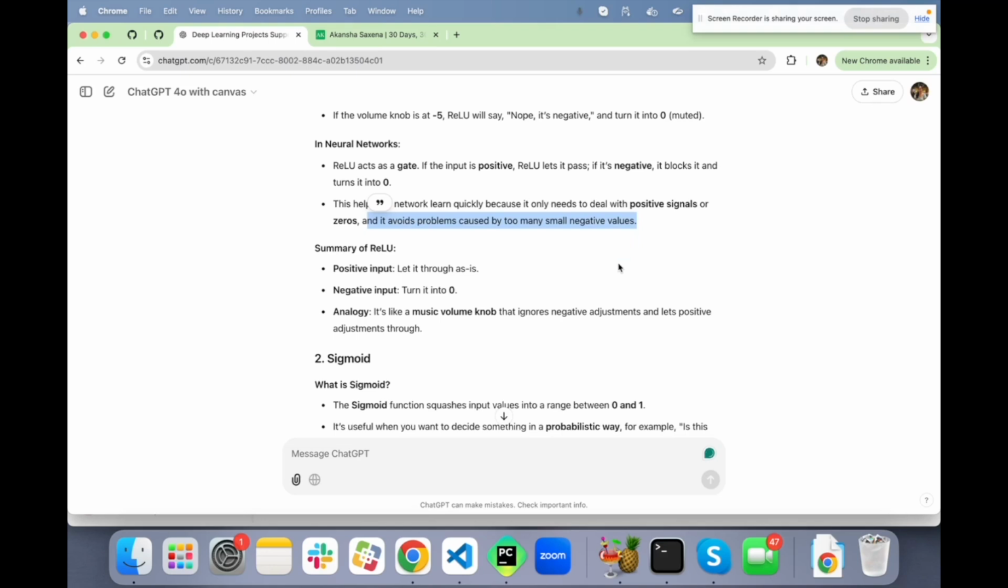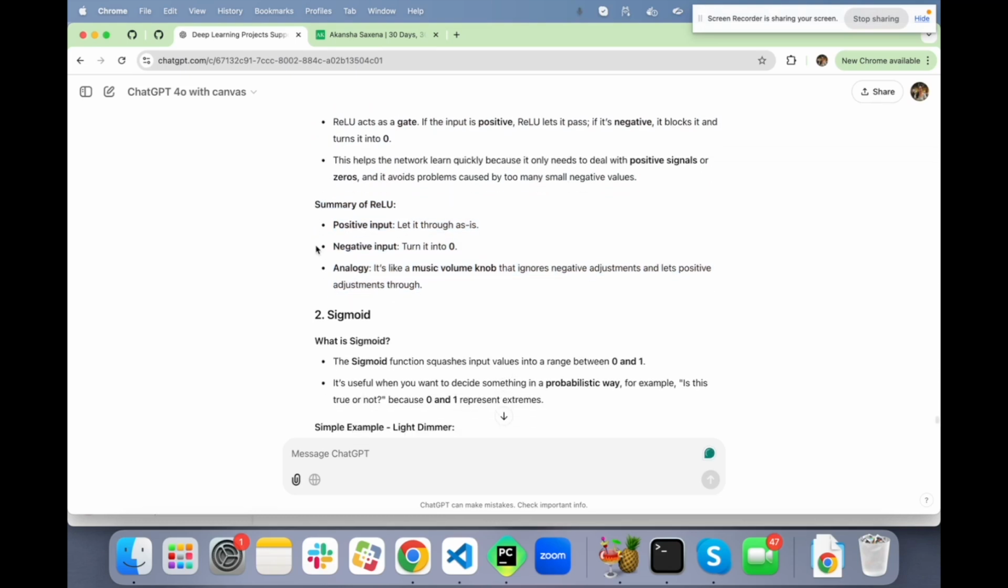Summary of rectified linear unit. The summary is that the positive inputs it passes through, and the negative inputs it blocks. The analogy is that it is like a music volume knob that ignores negative adjustments and lets positive adjustments go through. So we understand that it passes through the positive values, and it blocks the negative values by turning them to zero. That is why it is fast.